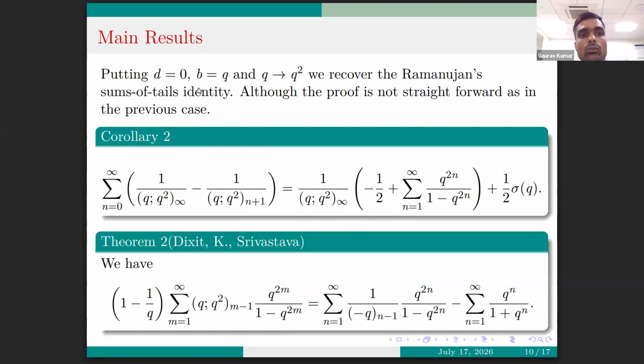Taking d equal to 0 and b equal to q and letting q be q square, we recover Ramanujan's sums of tails identity, although the proof is not very straightforward. So we also need some other q series results in order to get to this particular identity from our main generalization. So this theorem 2 is one of the q series identities that we obtain to get this corollary.